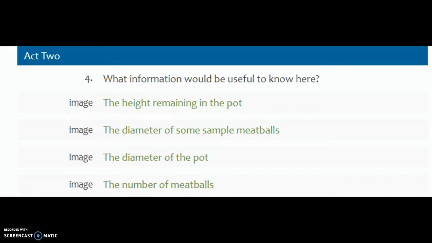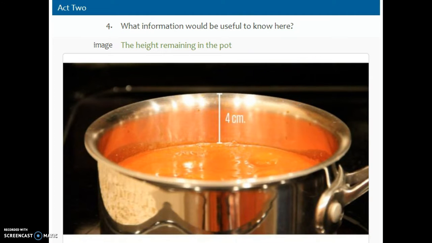This is the information that I'm going to let you know from some visual hints. So I'm going to let you know the height remaining in the pot, the diameter of some sample meatballs, the diameter of the pot, and the number of meatballs that were first put into the pot in the first video. The height remaining in the cylindrical pot is 4 centimeters. Again, the height remaining in the cylindrical pot is 4 centimeters.